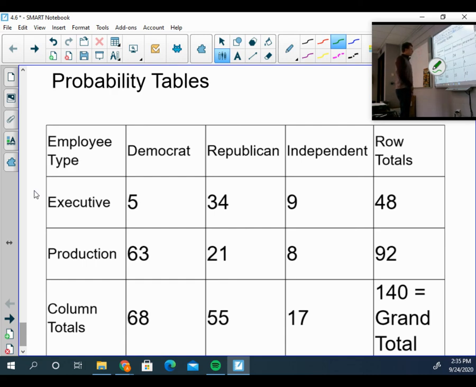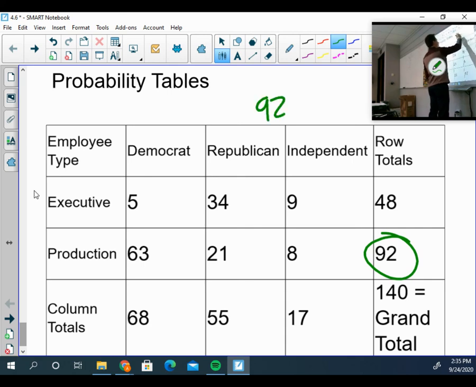Okay, given, what is the probability that out of all production workers, I randomly pull a Democrat? Given that I'm looking at all the production workers, what's the probability one of them is a Democrat? Another way you could say it, what's the probability someone's a Democrat given they are a production worker? Well, there are 92 total production workers, and I'm only looking at them.